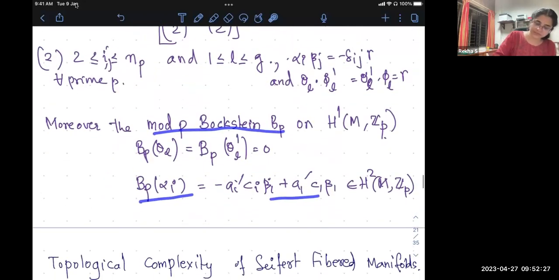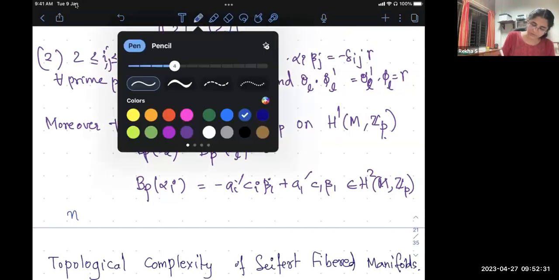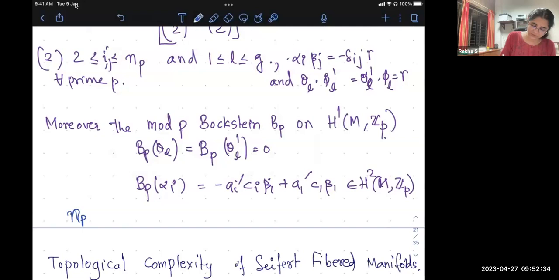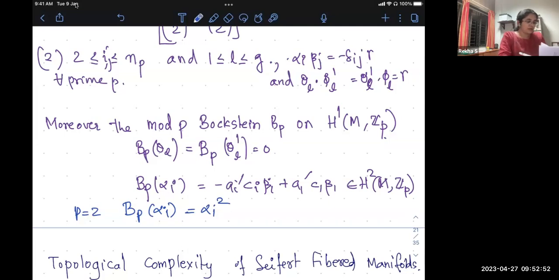Okay. In particular, for n_p, I mean, when p is equal to 2, they also show that the Bockstein on alpha_i is going to be alpha_i squared. I forgot to put that. Okay. So p is 2, so I should say B2.